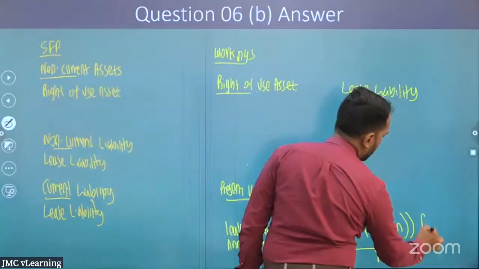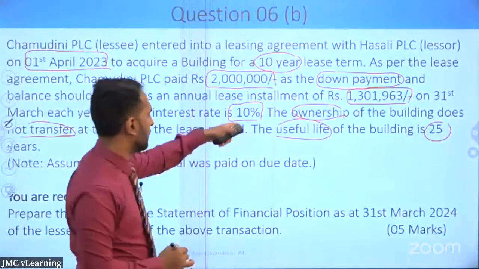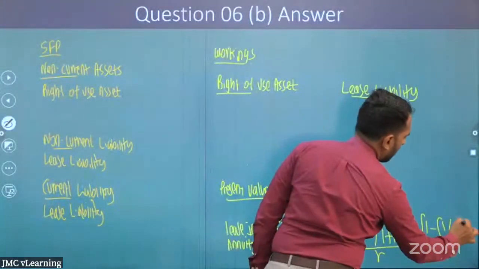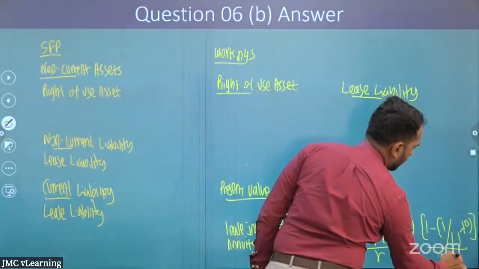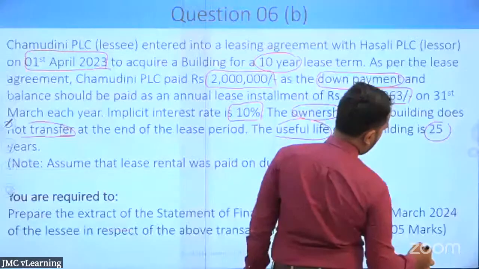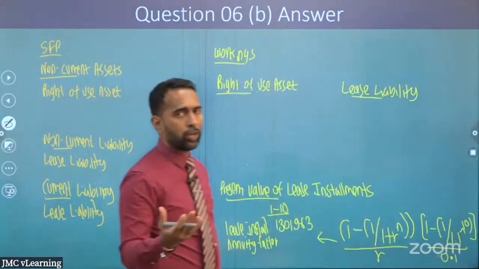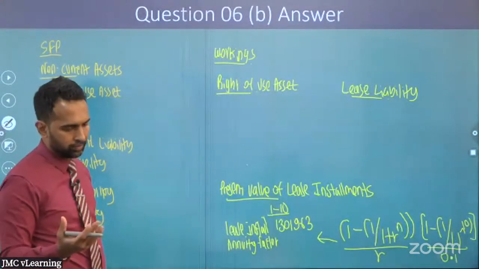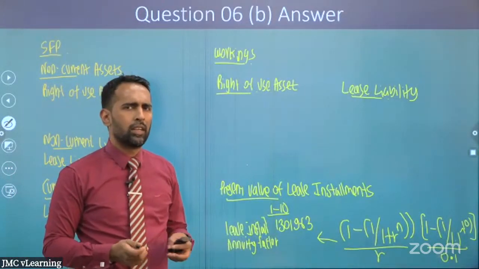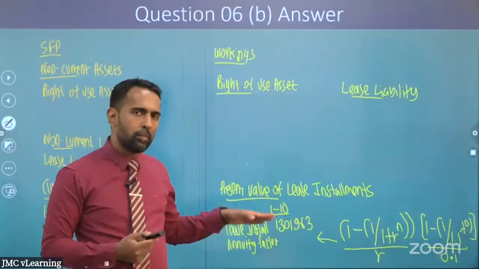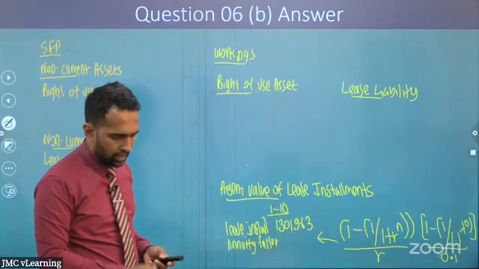So it will be 1 minus 1 divided by 1.1, the percentage is 10%, to the power 10 years, divided by r, which means 0.1. 10% means 0.1. Yes, very good. You have to use the annuity factor. You are learning that in management accounting. So you have to apply the annuity factor and calculate.